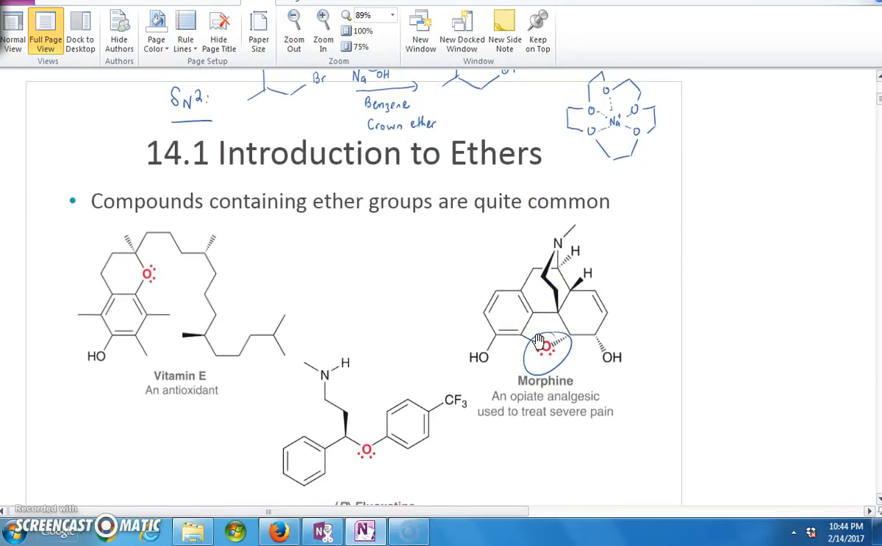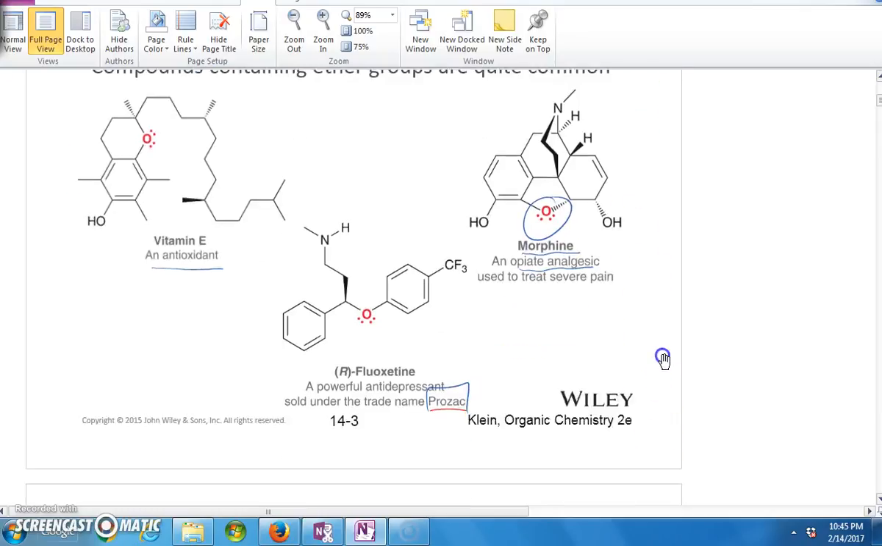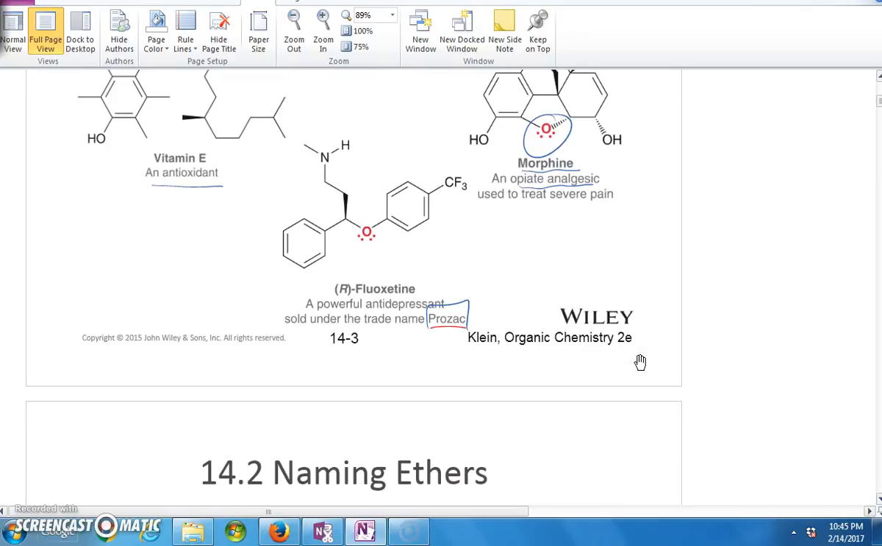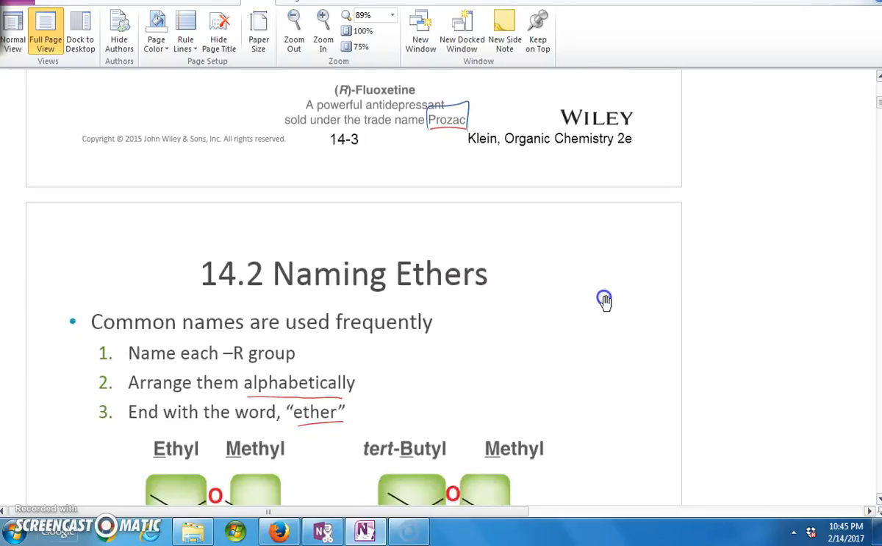Now, compounds containing ether groups are quite common. Examples include vitamin E, which is an antioxidant, morphine, which is an opiate analgesic to treat severe pain, and R-fluoxetine, which is a powerful antidepressant under the trade name Prozac.